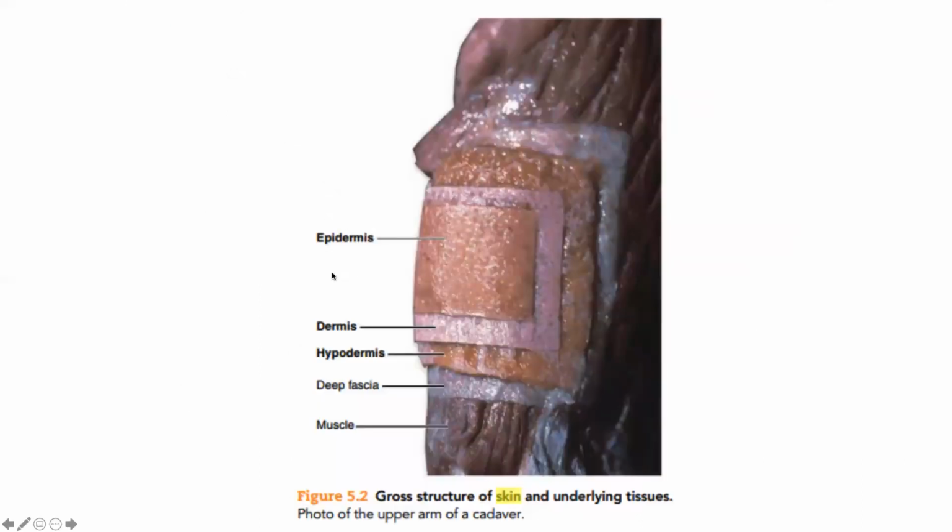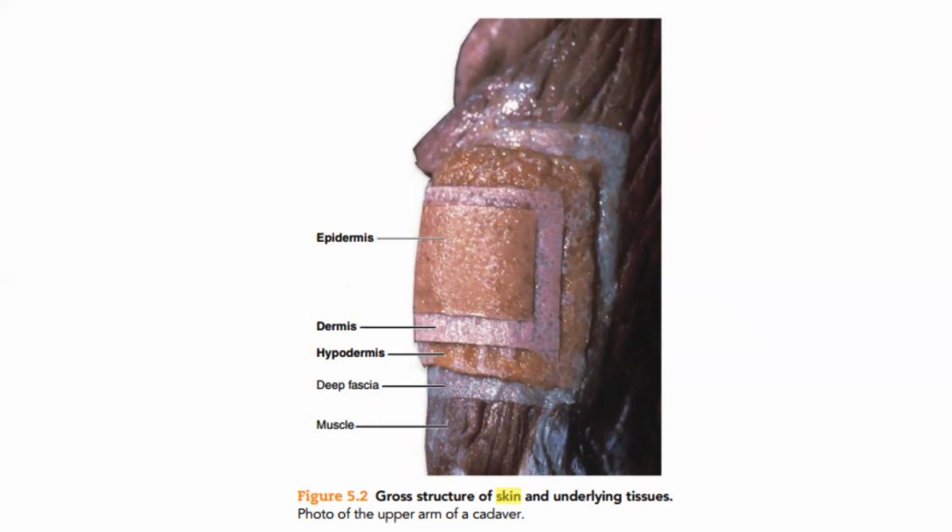So whatever it is, now we know that the skin is made of epidermis and dermis. Epidermis, we have 5 layers. Dermis, we have 2 layers. Epidermis is made of stratified, which is multiple layers of squamous epithelium.